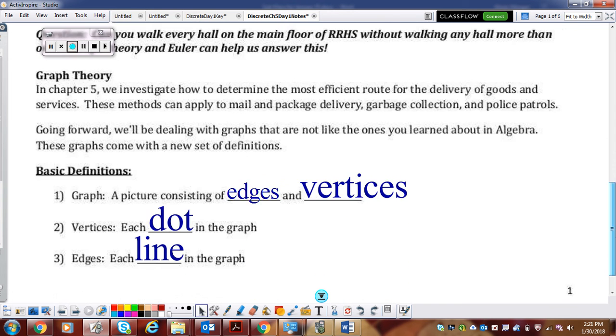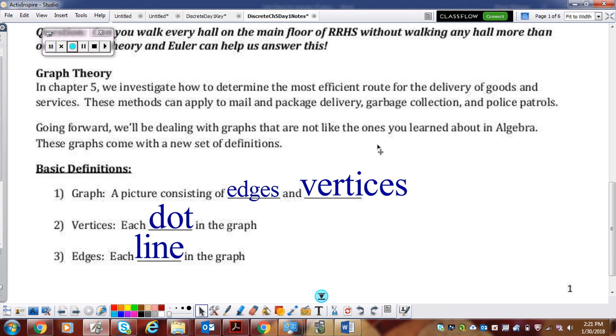Now, in Chapter 5, we're going to see that graphs are not just X and Y anymore. They can actually show relationships. We're going to investigate how to determine the most effective route for the delivery of goods and services. It could apply to mail and package delivery, garbage collection, and police patrols.